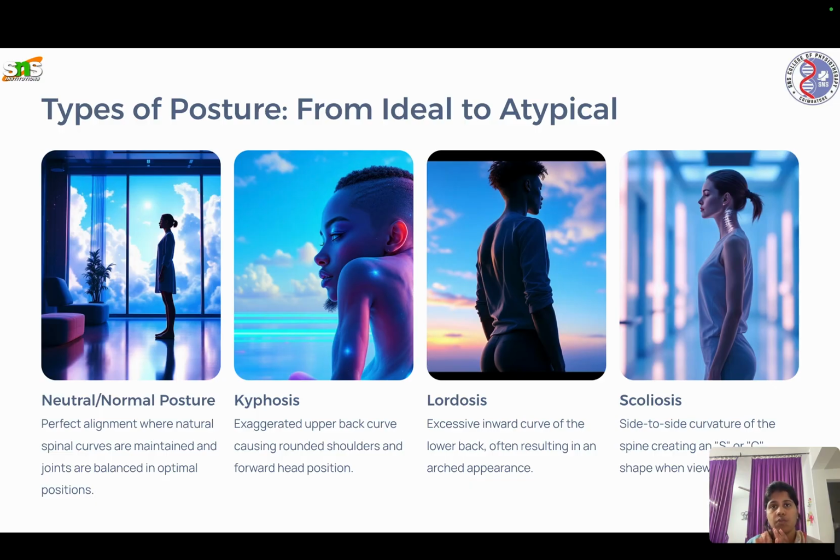Kyphosis is where there is excessive curvature of the upper back leading to a hunched appearance, whereas lordosis is where the lower back has an exaggerated inward curve, often seen in people with weak core muscles. Scoliosis is a sideways curvature of the spine, which may appear as an S shape or a C shape. These deviations not only affect the appearance but also disturb the body's balance and efficiency as well.